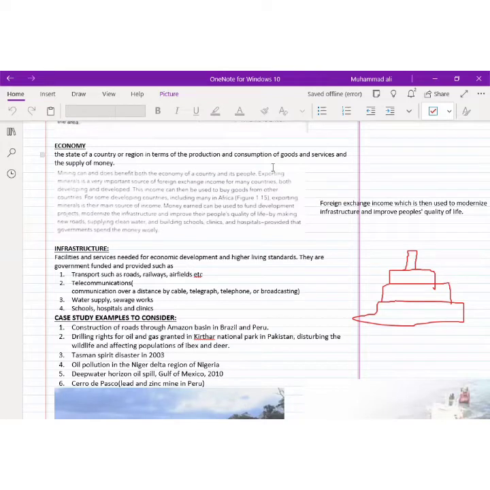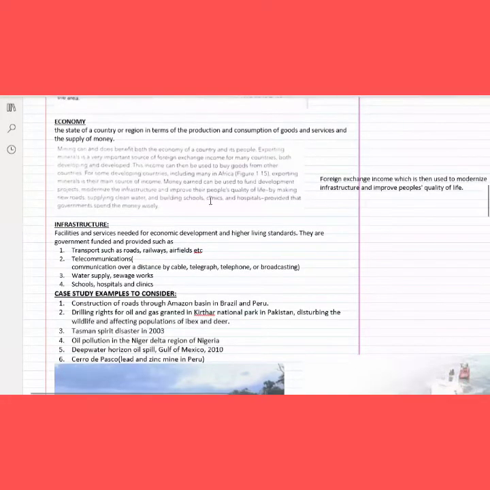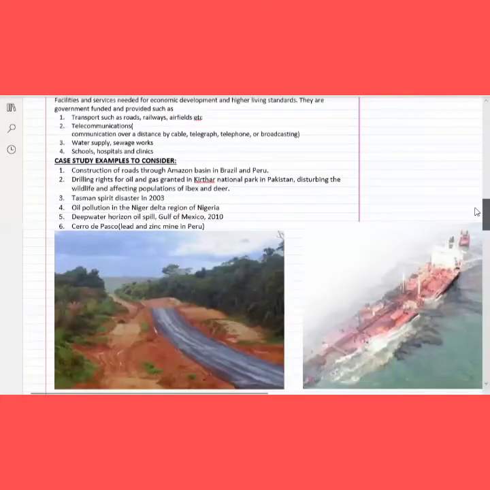And then we also have that idea which I just discussed: to fund development projects, modernize the infrastructure, improve people's quality of life. Then if you talk about infrastructure, it is basically the facilities and services needed for economic development. And remember, whenever you're talking about infrastructure in your answers, try to give one or two examples of what may help to develop infrastructure. For example, roads, railways, sewage works, water supply. Just give any two examples, right? That will really help. Then case study examples to consider.